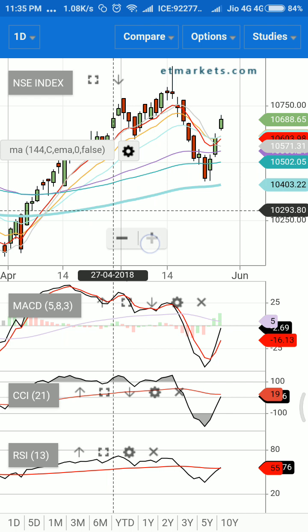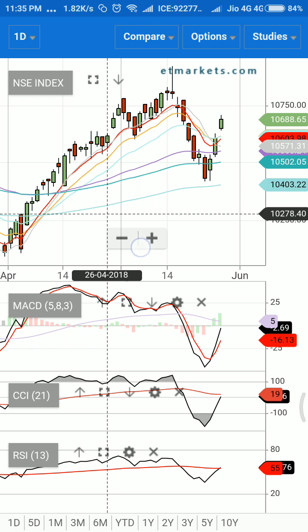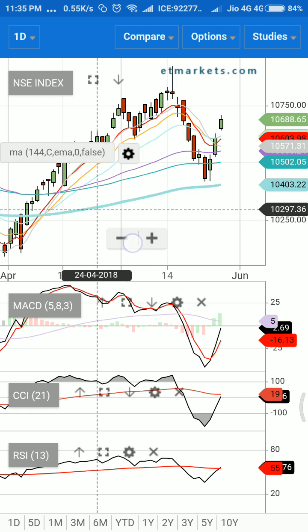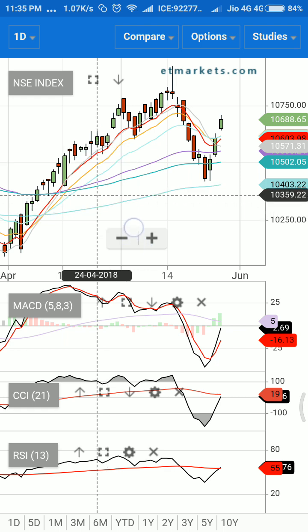So all in all, in the call data, what I can see is call shorts are getting covered. 10,750 is now the target which the market participants are expecting, because we have seen a creation of fresh bullish positions in this particular strike price. On the other side, puts are continuously being written, as I suggested. 10,650 should act as a good sort of support for the market.